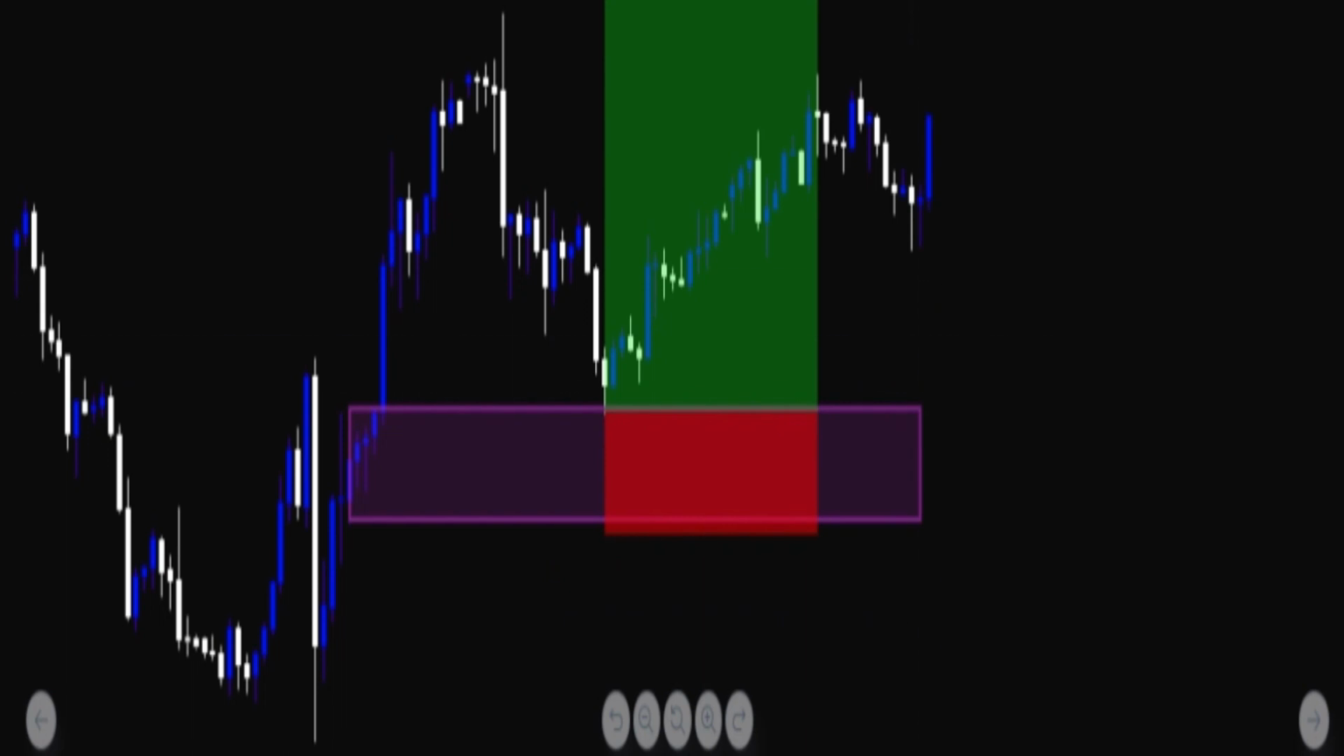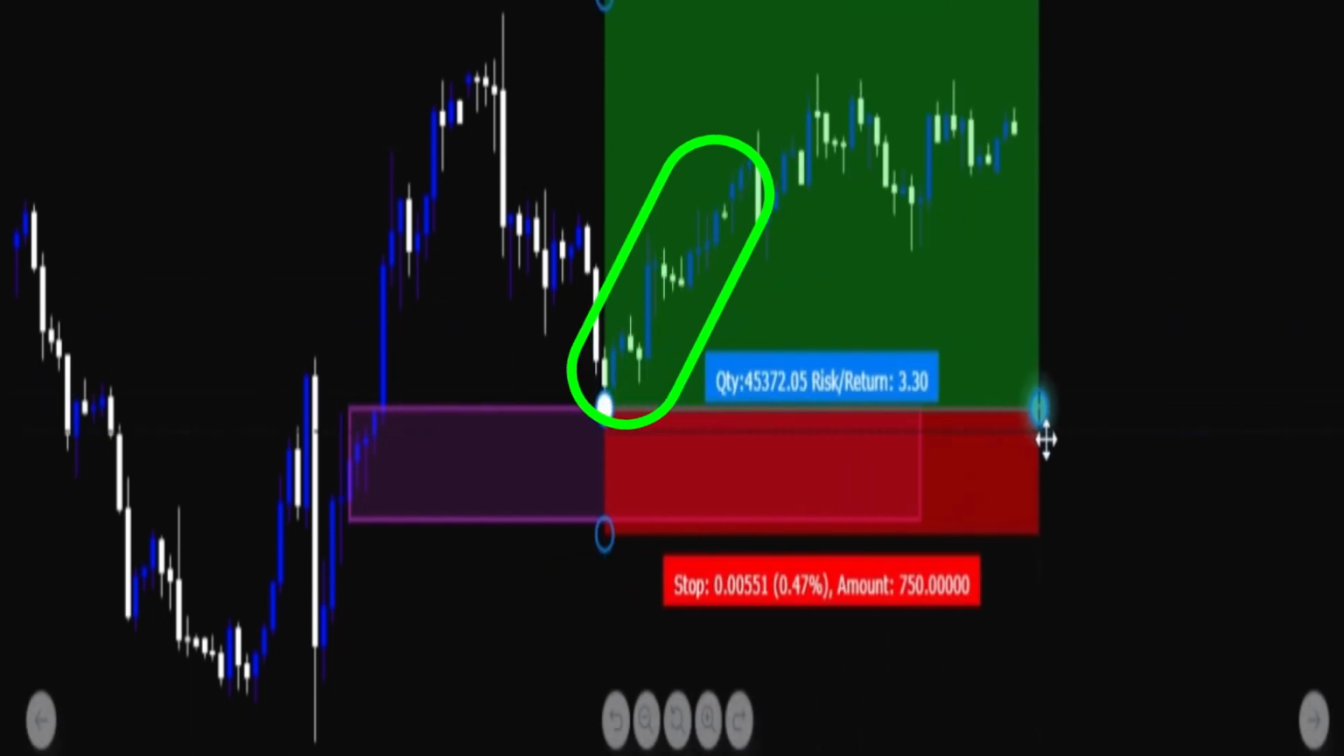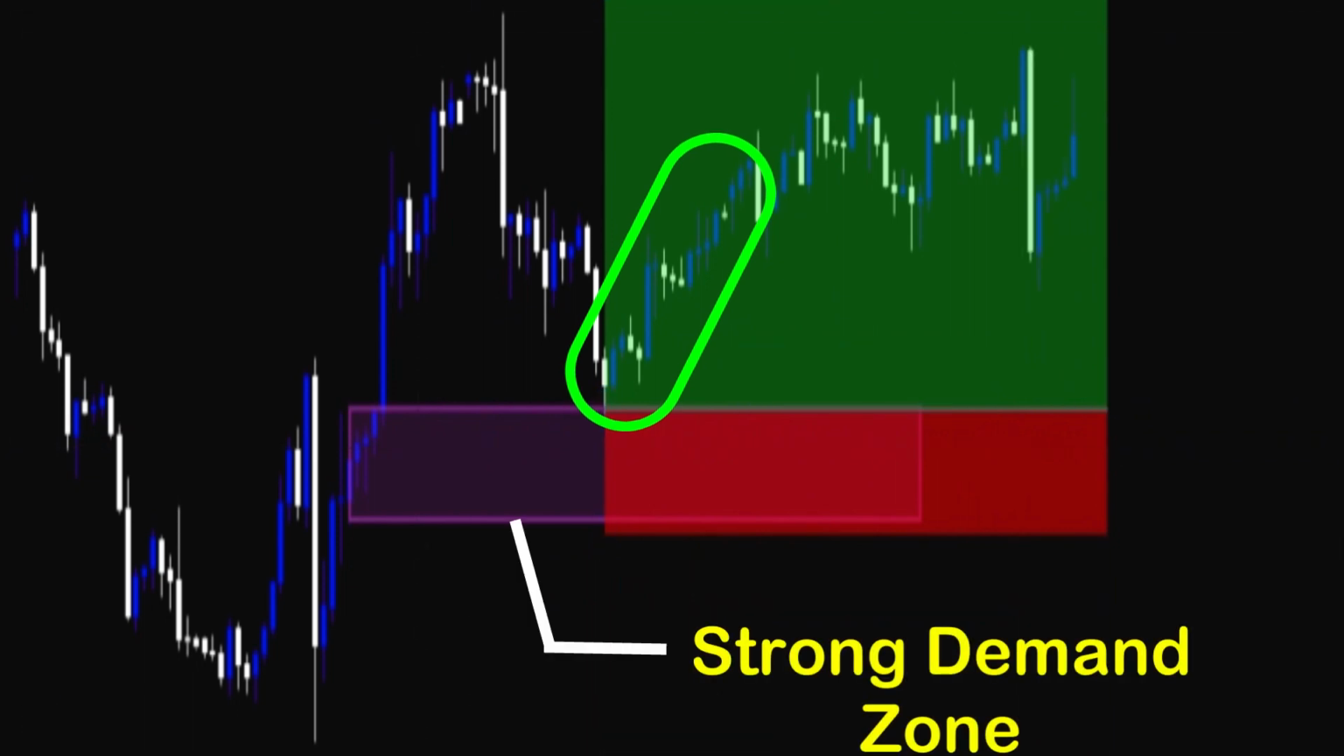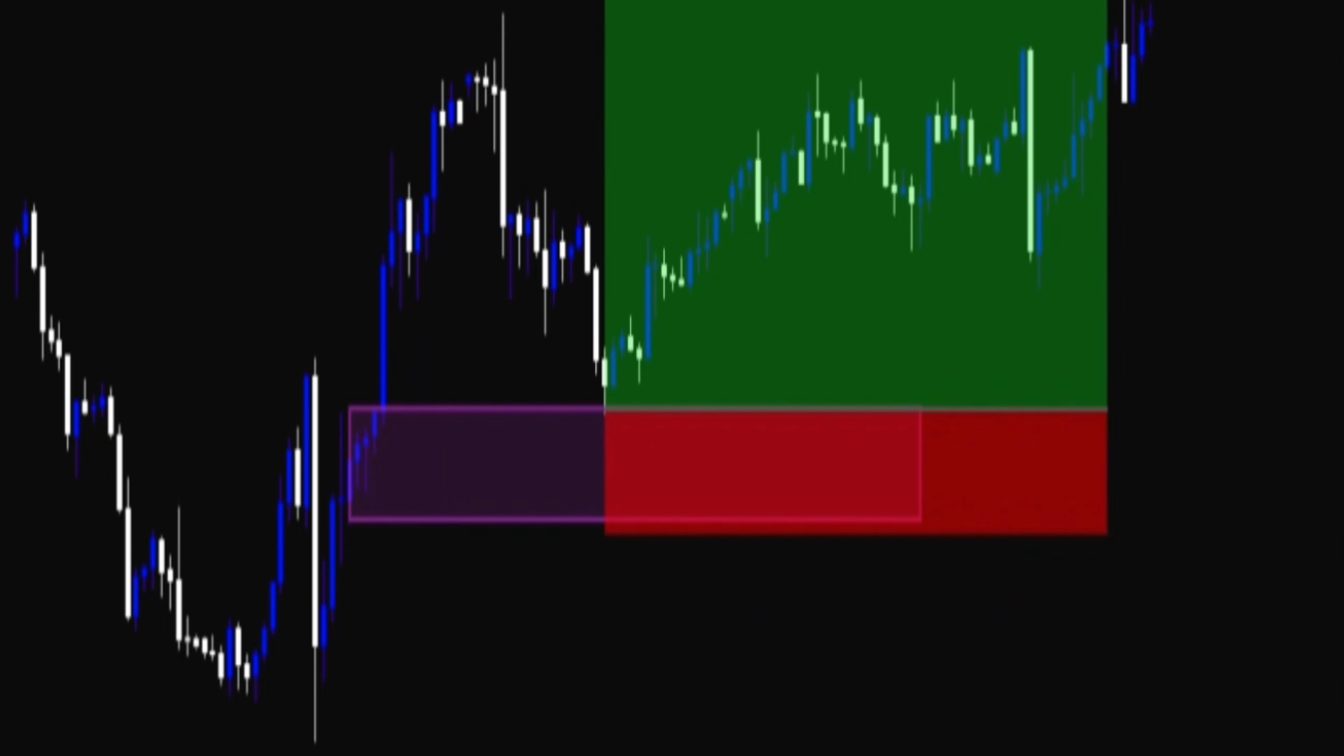Also, we can see the market creating these big bullish candles, which indicates that there was heavy buying by the smart money at this point, and thus we can call it a strong demand zone.